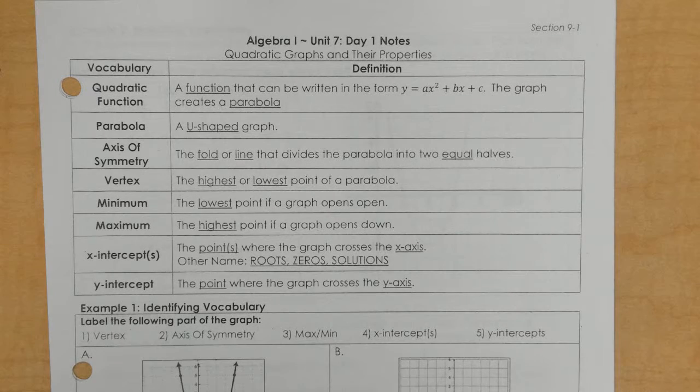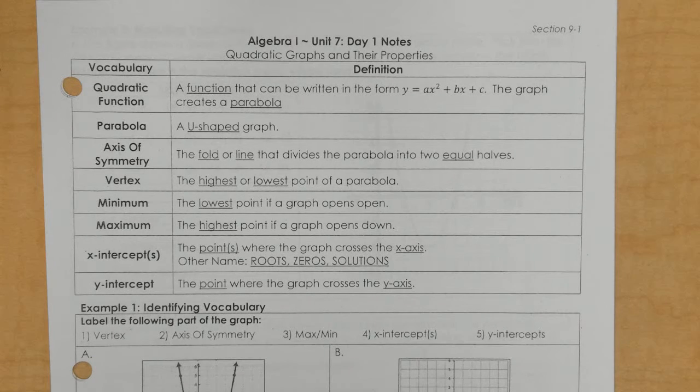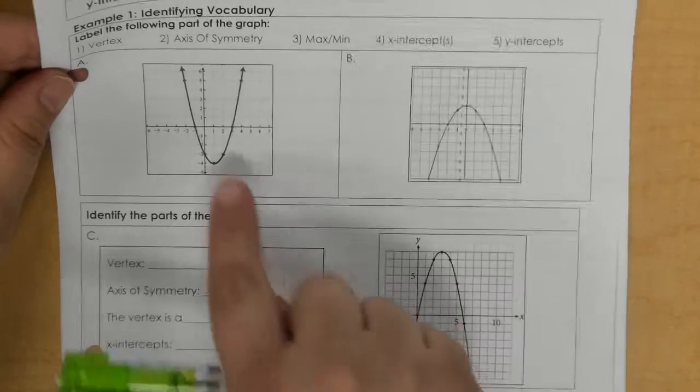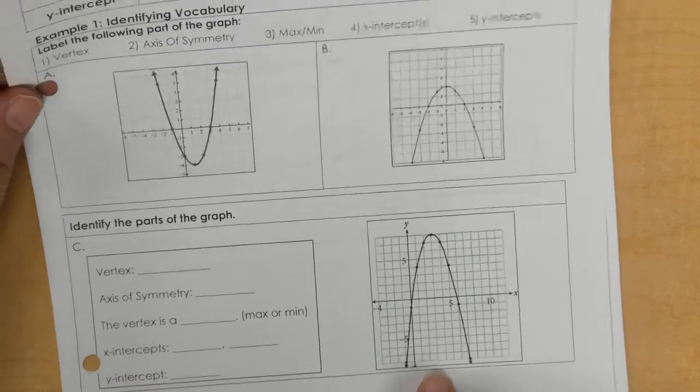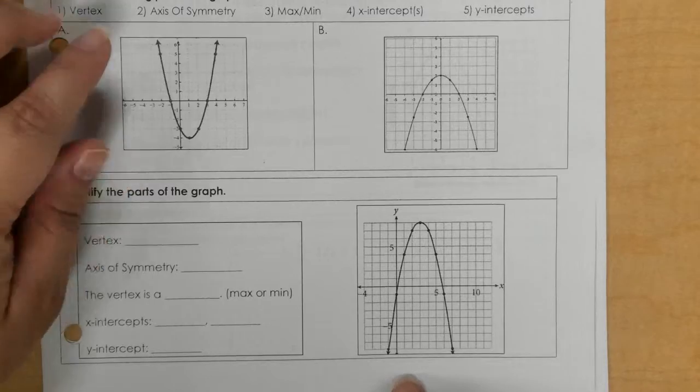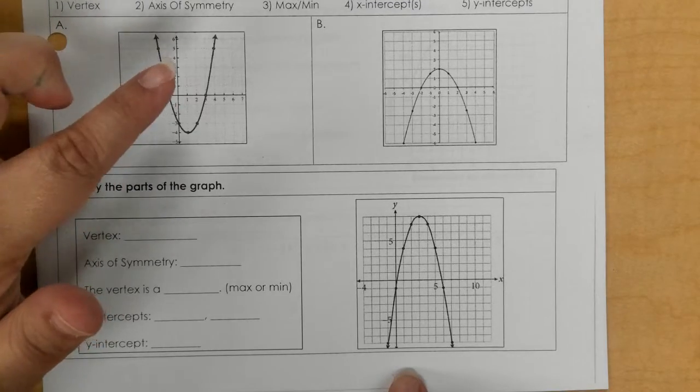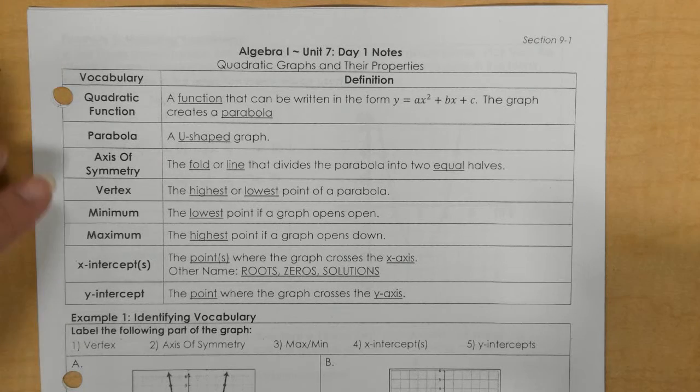For Unit 7, Day 1, we're going to talk about quadratic graphs and their properties. You might know quadratic graphs as a parabola. So here's an example of what the parabola looks like. It's a U-shaped graph. And we're going to find out what the different parts of this graph are called and why they're called that. So up here is a list of all the different vocabulary words. I think it'd be easier if I just go through on the graph what each thing is.